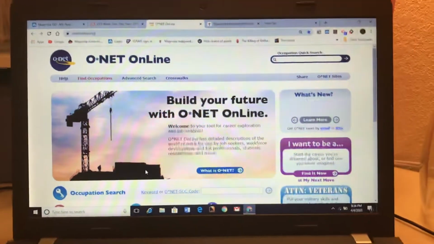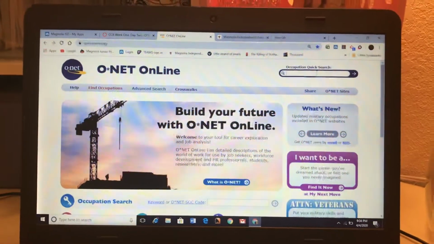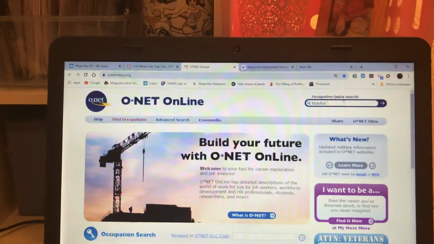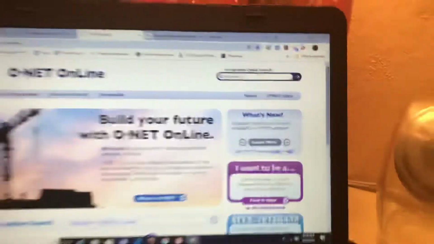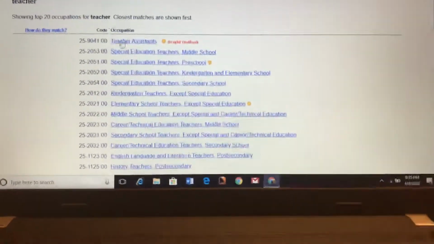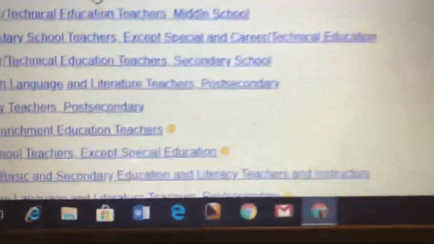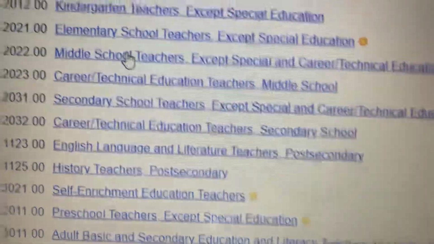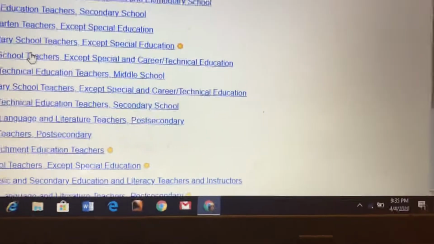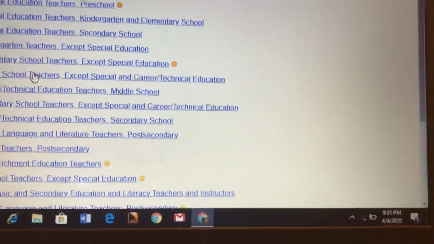So when you go into ONET, you can go up here and you can type in an occupation search. So like if I want to search for teacher, because that's what I am, then it's going to take me to this page and it shows 20 occupations for teachers, and so I can find a specific one. So here, where's mine? Middle school teachers, except special and career technical education. Oh, I guess that's kind of me, but I'm going to click on this one anyway.